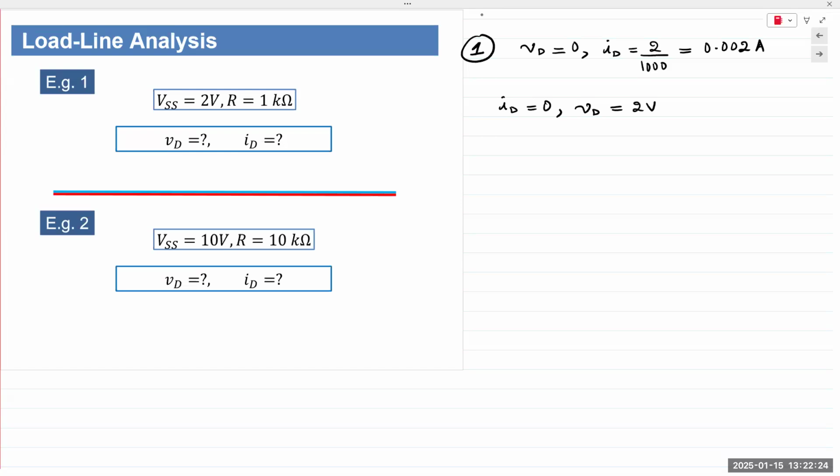Make sense? The second example, when VD is equal to 0, ID is 10 over 10,000. And so it's 0.001 amp or 1 milliamp. And when ID is equal to 0, VD is equal to 10 volts.